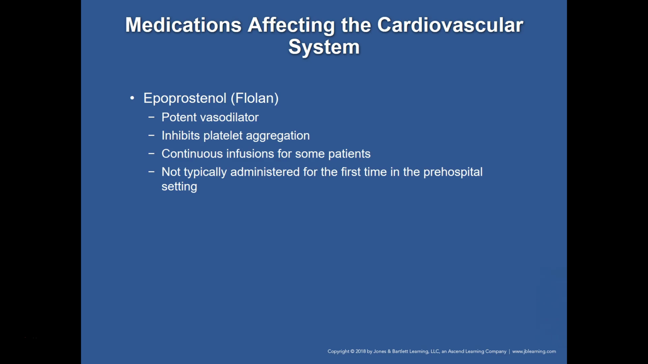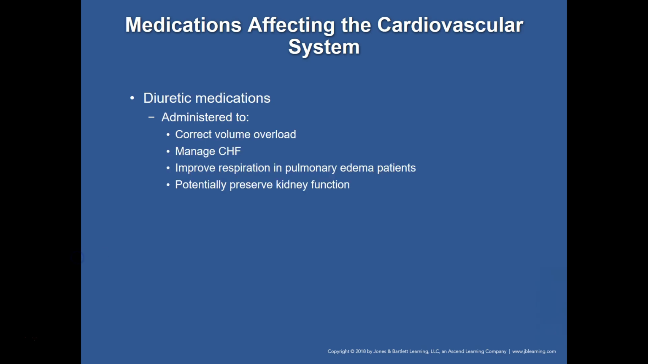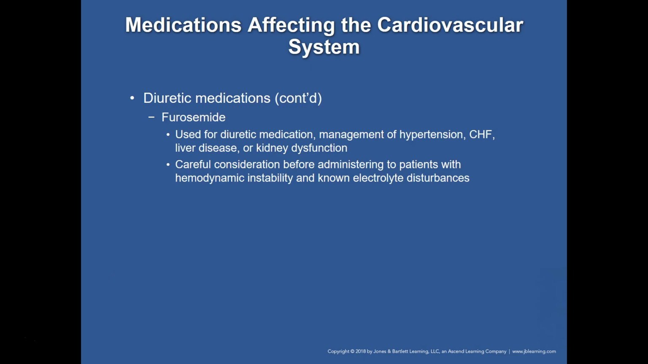Flolan, potent vasodilator, inhibits platelet aggregation, so it stops blood clotting. A continuous infusion for some patients, not typically administered for the first time in the pre-hospital setting. And then we've got some diuretic medications. They're administered to correct volume overloads, manage CHF, improve respiratory and pulmonary edema patients, maybe even preserve some kidney function.